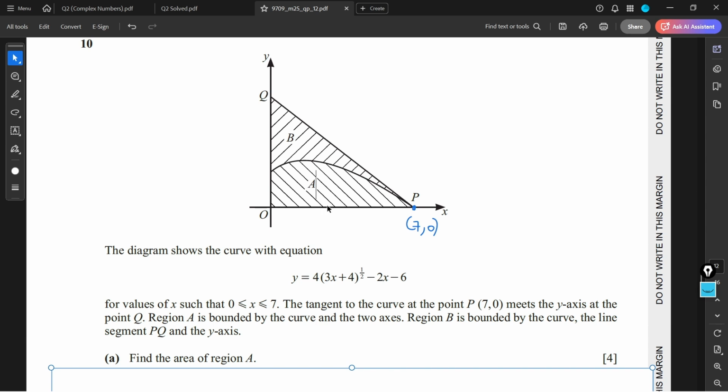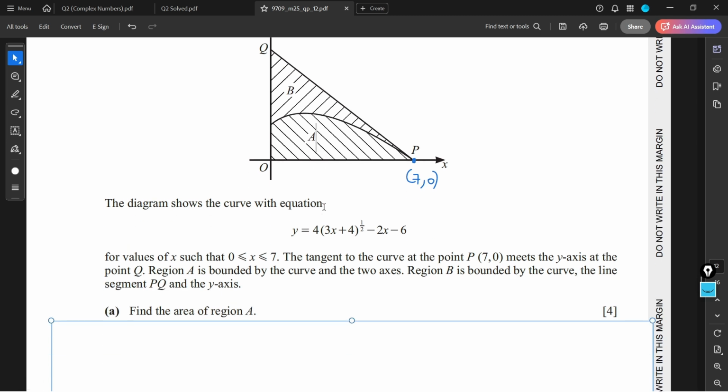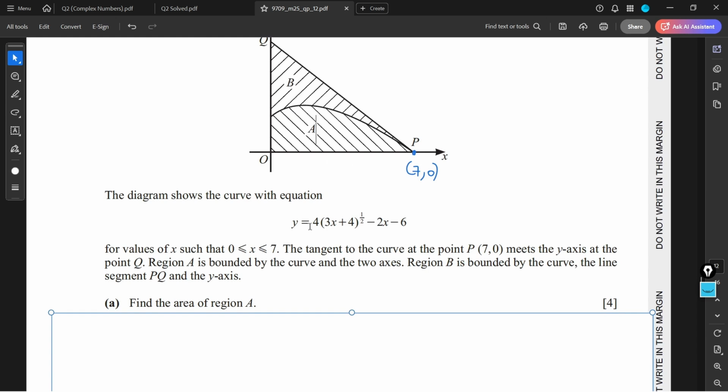Now, apart from that, we are given the information about region A and region B. Region A is simply the area under the curve whose equation is given to us. And for B, that region is trapped between this curve, the y-axis, and the line segment PQ. In the first part, we are supposed to find the area of region A. It's the area under the curve, and therefore, if you just integrate this from 0 to 7, you will have the answer right away.